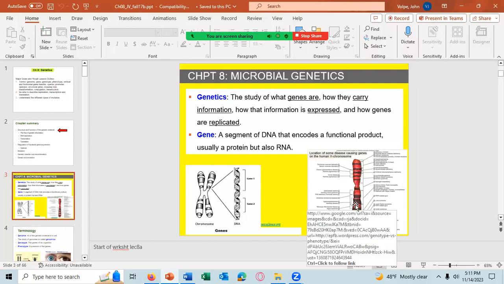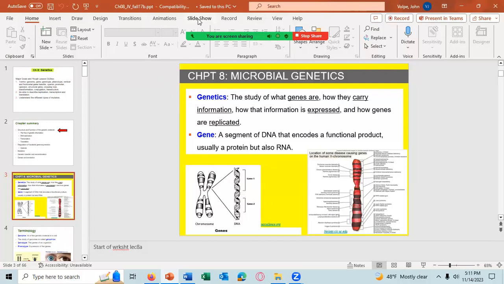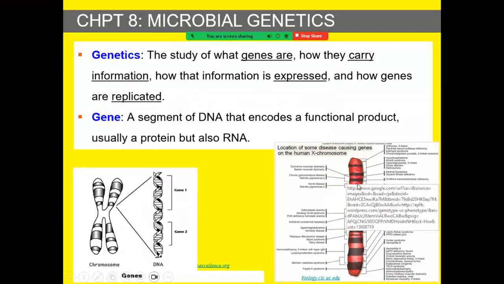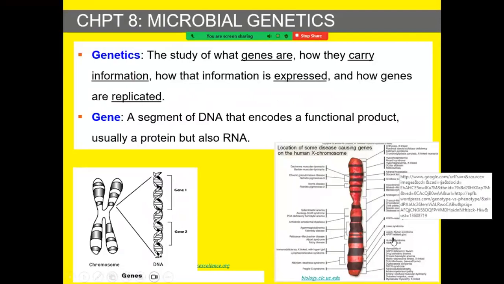And there's a chromosome. Let me blow that up so you can see it a little better. There's a chromosome, and we have mapped different locations of different genes. You notice this region here doesn't have a whole lot mapped to it.